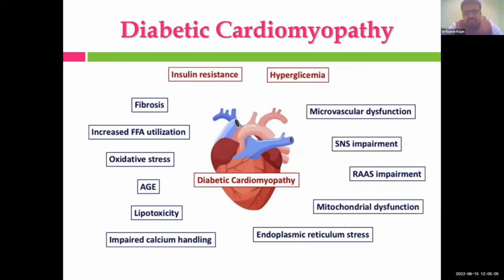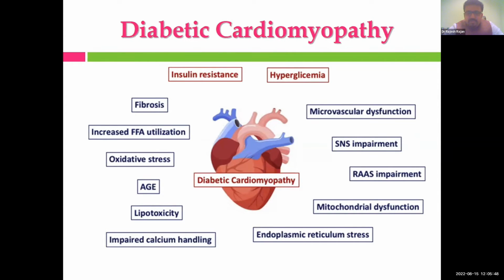In diabetic cardiomyopathy, as we already discussed, due to insulin resistance and hyperglycemia, there are several contributing factors, like impaired calcium handling, lipotoxicity, advanced glycation end products, which we call AGEs, increased oxidative stress, increased free fatty acid utilization, and fibrosis sets in, which can cause diabetic cardiomyopathy. At the same time, there can be endoplasmic reticulum stress, mitochondrial dysfunction, RAS impairment, endothelial impairment, and microvascular dysfunction.